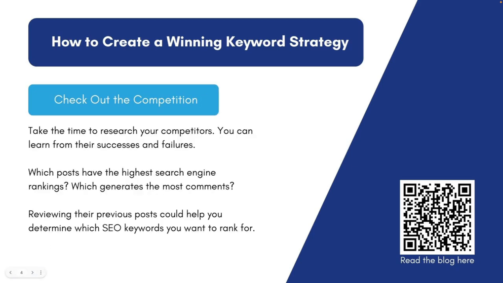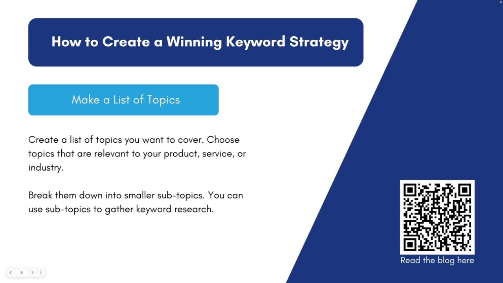Tip number 3 is check out the competition. Before using keywords within your own content, take the time to research your competitors too. You can learn from their successes and failures. Look at the blog posts they've already written and note different topics they're covering. And then start reading through other posts that they have. Look at the style they're using and consider the information they're providing as well. Which posts have the highest search engine rankings? Which generate the most comments?